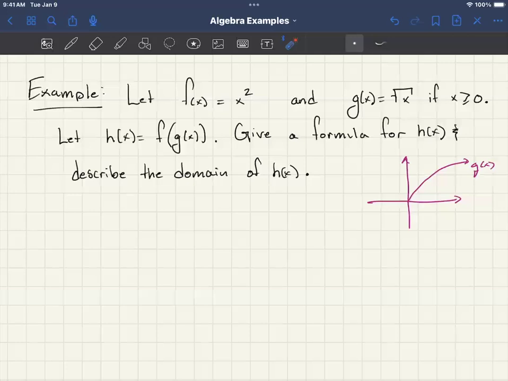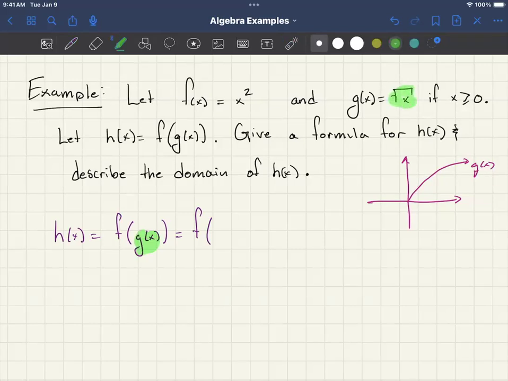Now what we're going to do is start off by trying to find a formula for h of x, which is the composition of the two functions. So in this case, we have h of x is equal to f of g of x. So our function f is going to eat our function g of x. And we're going to take that g of x and just substitute that square root of x where we see that.